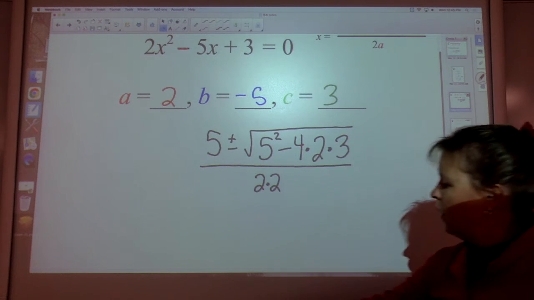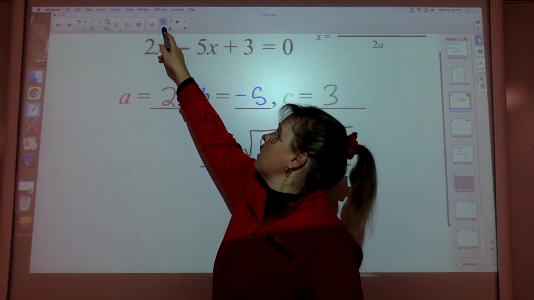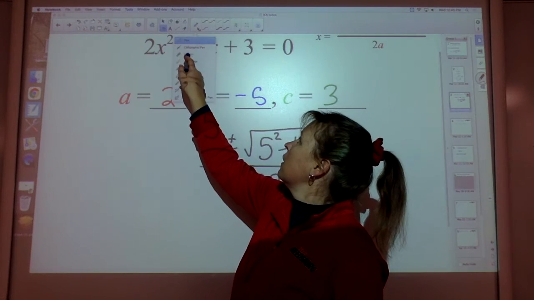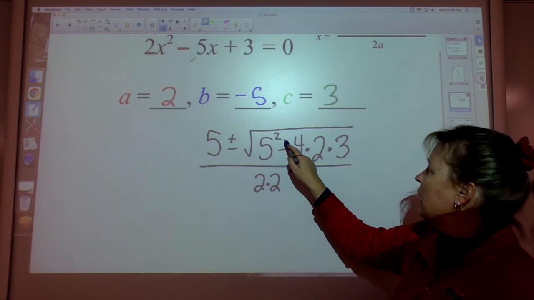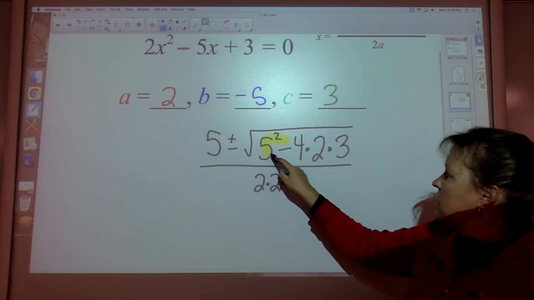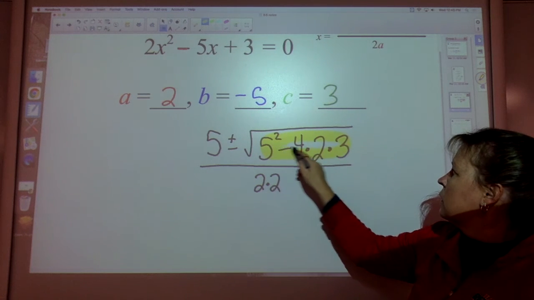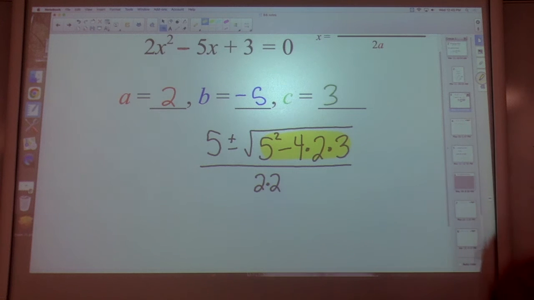And a reminder of what do we do first? First, I'm going to highlight it. First, we take care of not the square root, but just everything that's under the square root. Type in 5 squared minus 4 times 2 times 3. 5 squared minus 4 times 2 times 3.